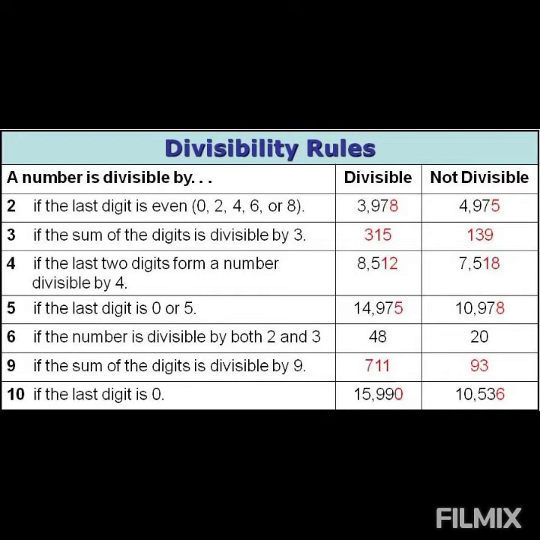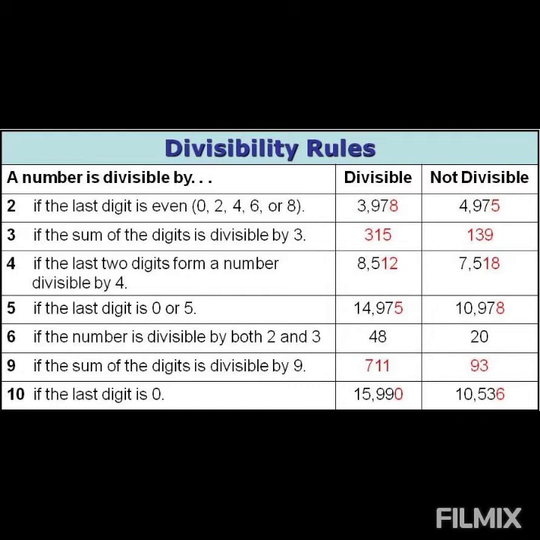Now the divisibility rule for 9. If the sum of the digits is divisible by 9, if the sum of all the digits in the given number is divisible by 9, then the given number is also divisible by 9. 7, 1, 1. If we add 7 plus 1 plus 1, we will get 9, and 9 divided by 9, we will get 1. So 9 is divisible here. So 711 is also divisible by 9.